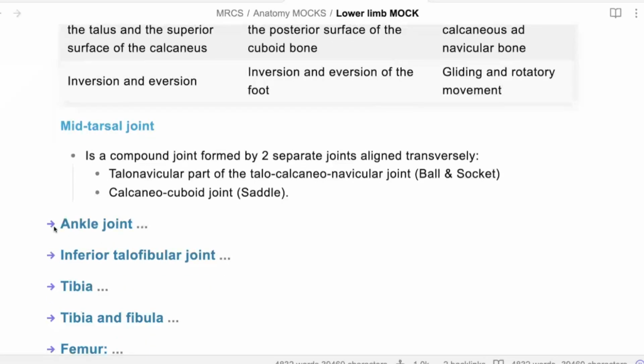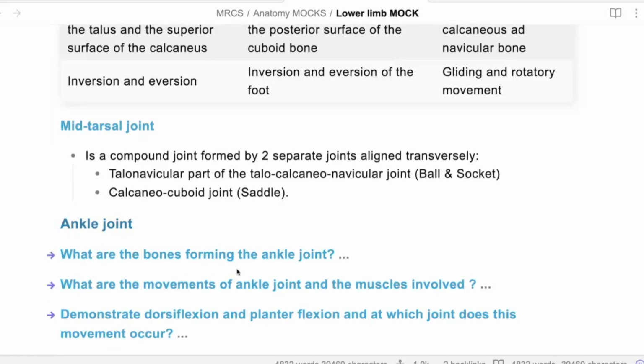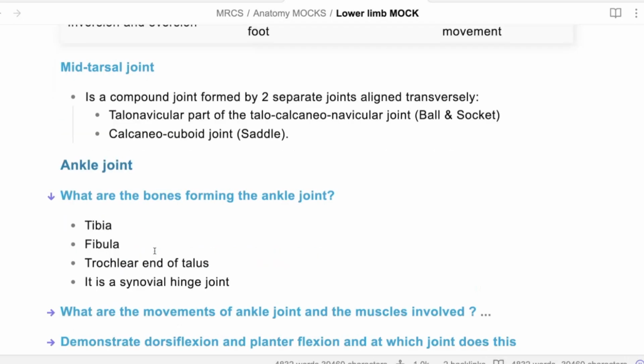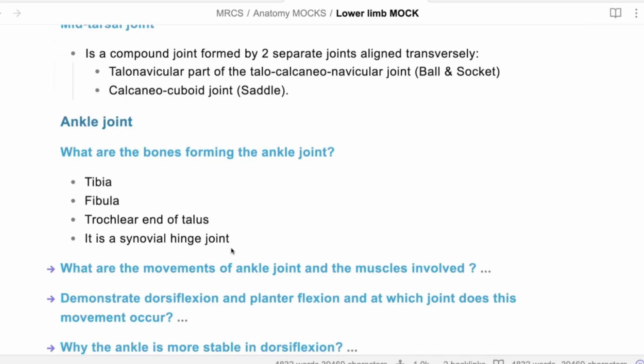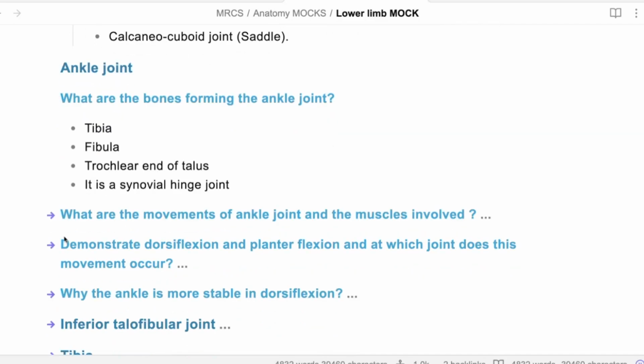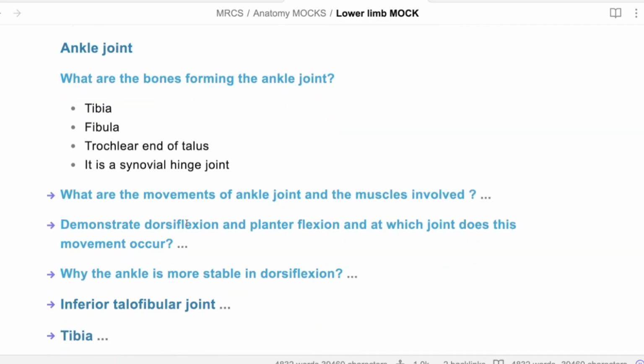All right. So the ankle joint. What are the bones forming the ankle joint? Yes, sir. It's formed by tibia, fibula, and head of talus bone, and basically it supports the movements of dorsiflexion and plantar flexion of the foot. Okay. The tibia, fibula, and the trochlear end of the talus, and it's a synovial hinge joint. That's fine. What are the movements of the ankle joint and the muscles involved in that?